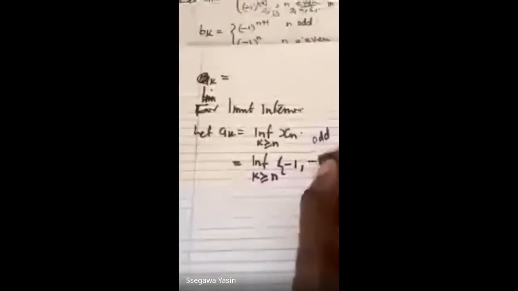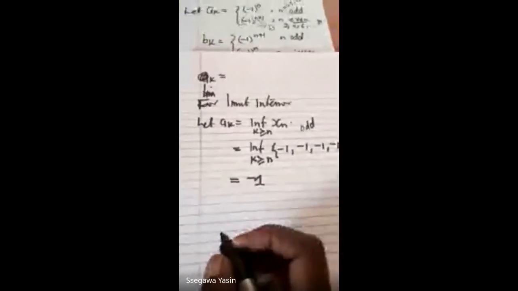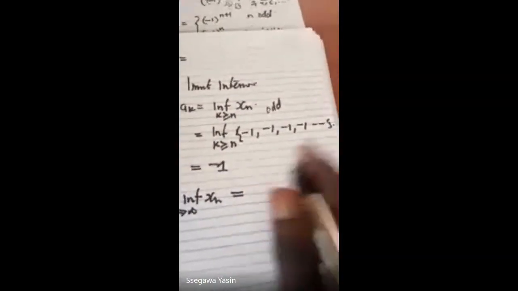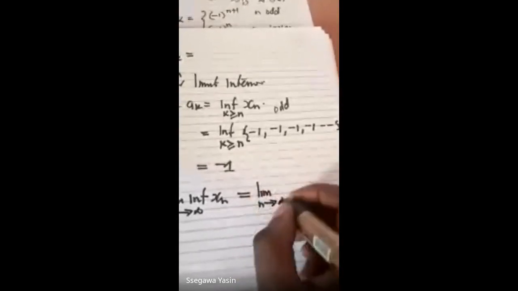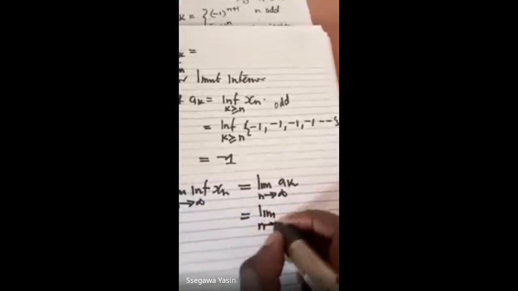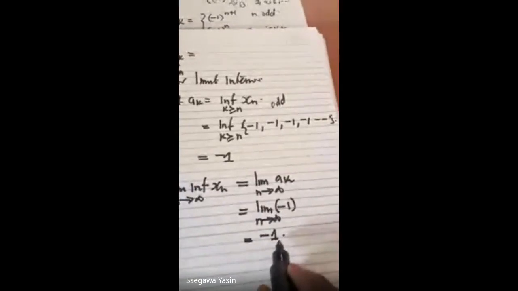In this case, when I substitute, I will get negative 1, negative 1, negative 1, negative 1, and others, and finally negative 1. Therefore, limit inferior as n goes to infinity of the sequence: I get the limit as n goes to infinity of AK, which is the limit as n goes to infinity of negative 1, and finally I will have my negative 1. So limit inferior as n goes to infinity is negative 1 here.